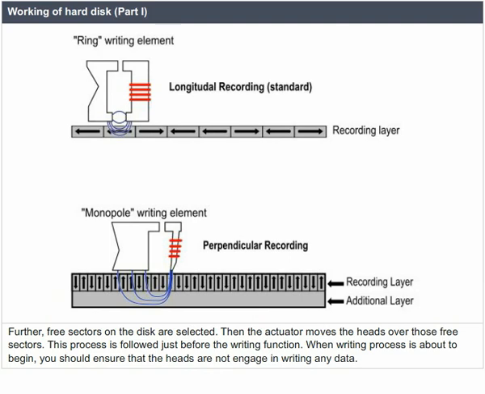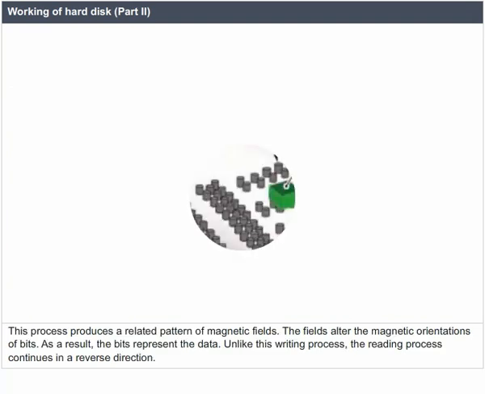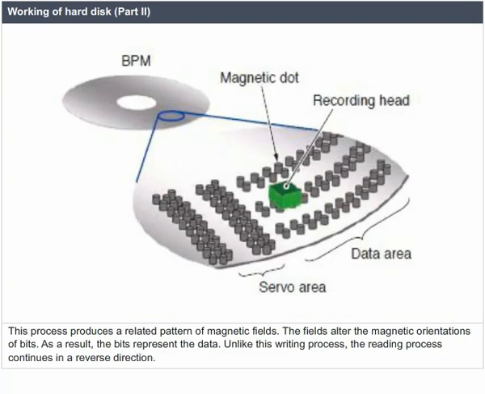When the writing process is about to begin, you should ensure that the heads are not engaged in writing any data. When the writing time arrives, a pattern of electrical pulses passes through the writing element coil. This process produces a related pattern of magnetic fields. The fields alter the magnetic orientation of bits. As a result, the bits represent the data.